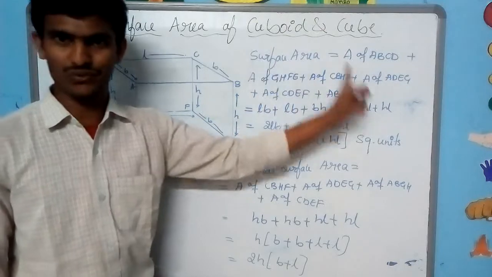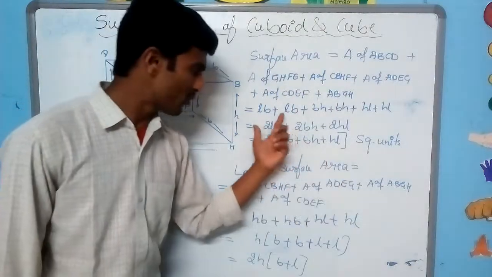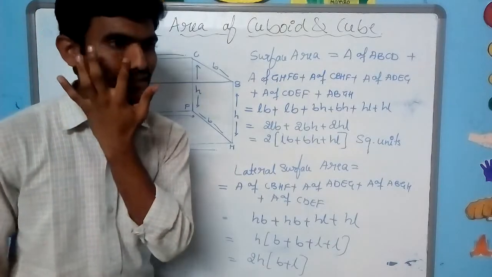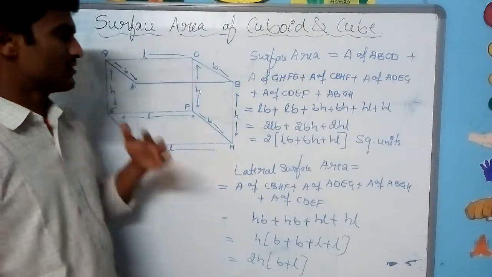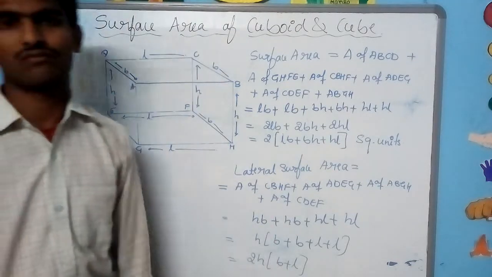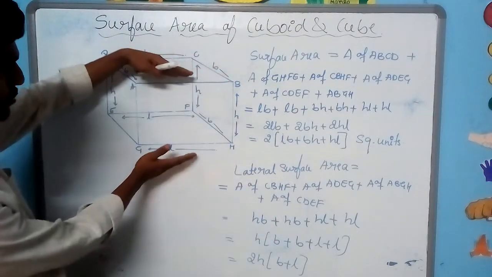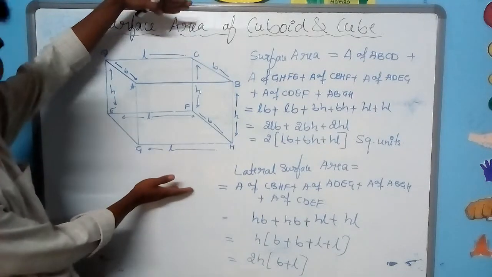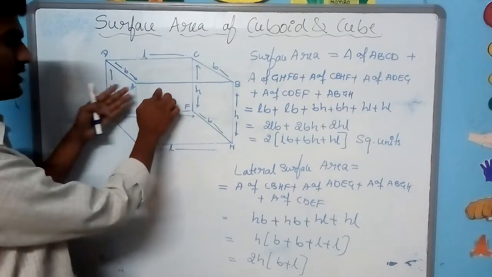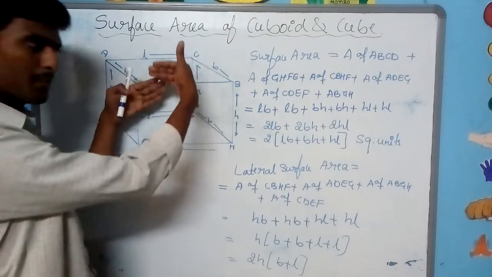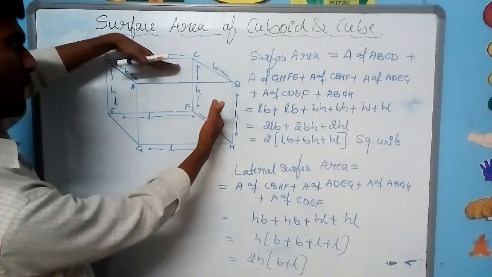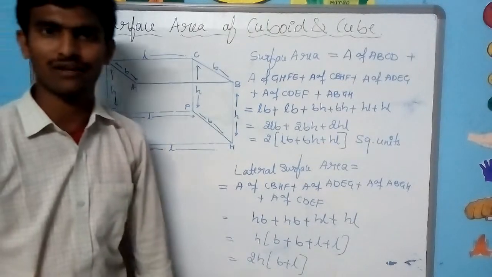I hope you understood this formula. Now I am going to the second point, lateral surface area. Here the lateral surface area means you should ignore the top and bottom area. So you should ignore the top and bottom rectangular faces and only consider the four walls: 1, 2, 3, 4, meaning back, front and the two sides.